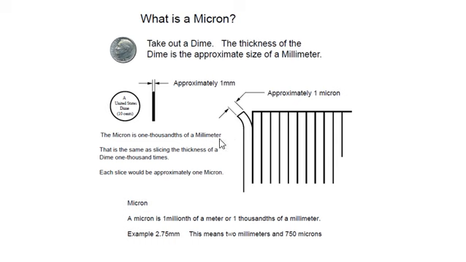If you have 1,000 microns, that would make 1 millimeter. So a micron is one millionth of a meter, one thousandth of a millimeter. So if you have 2.75 millimeters, that means you have 2 millimeters and 750 microns.